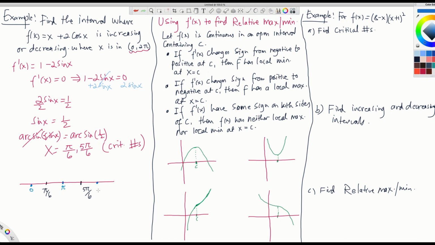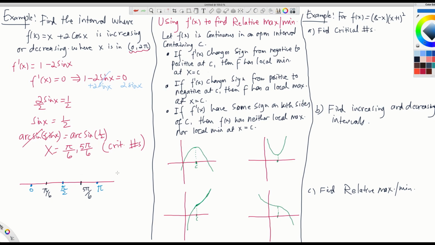Pi over 6 plus 5 pi over 6 is 6 pi over 6, divided by 2 gives pi over 2. So pi over 2 lies between pi over 6 and 5 pi over 6, not pi. So pi goes here, because the number bigger than 5 pi over 6 can be 6 pi over 6, which is pi. I found the average of those two just to find a number in the middle. Okay, guys?